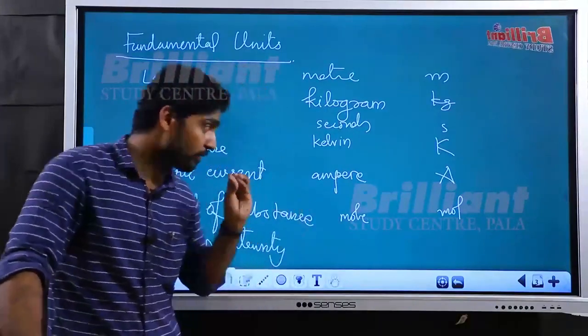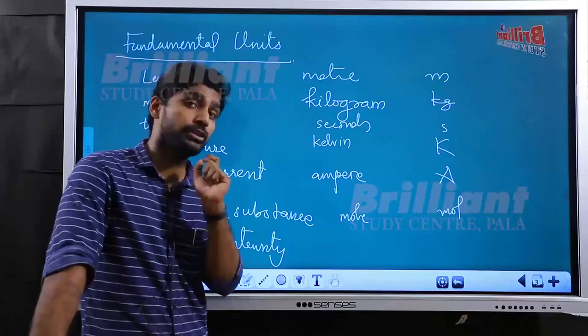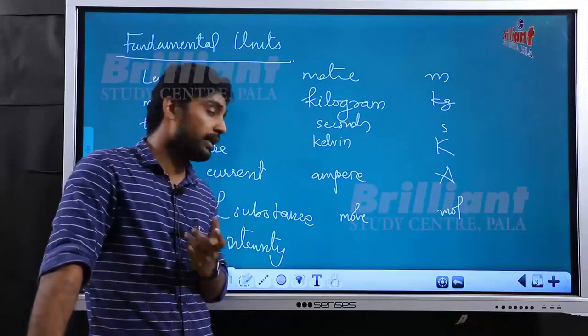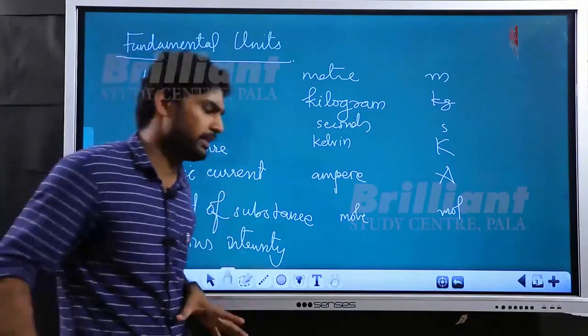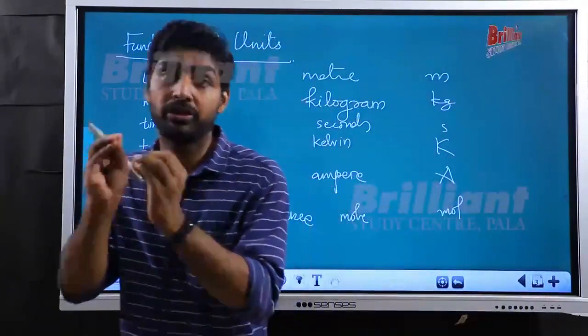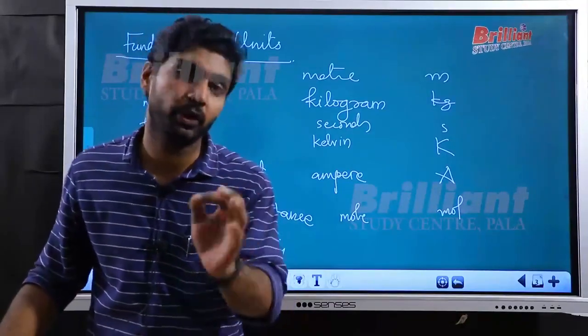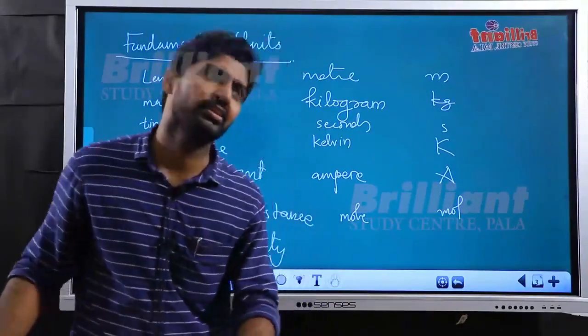For example, we are familiar with the 1 mole of atom means 6.023 into 10 to the power 23 atoms. Or anything. For example, if you are considering 1 mole of people, it means 6.023 into 10 raised to 23 persons. 1 mole of rice grains, it is 6.023 into 10 raised to 23 rice grains.